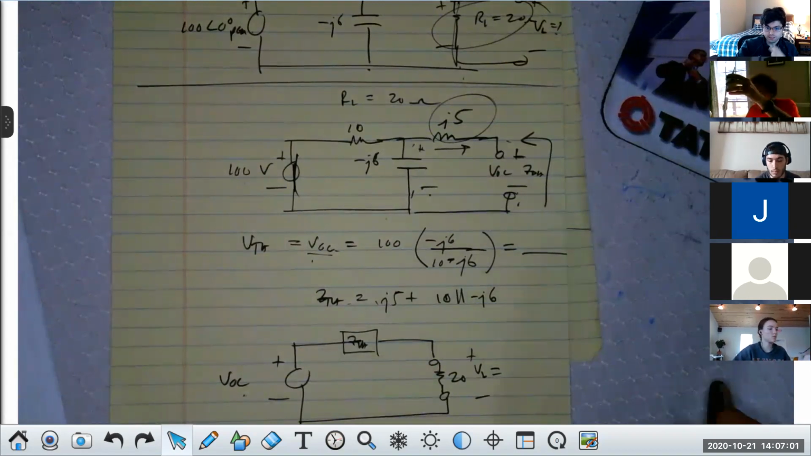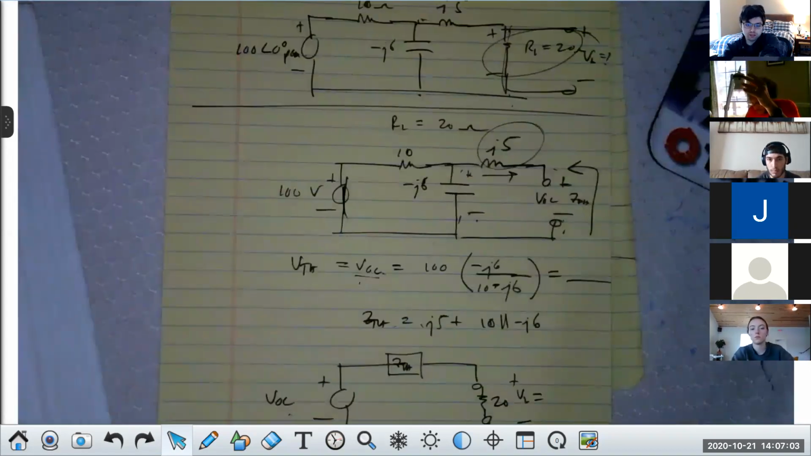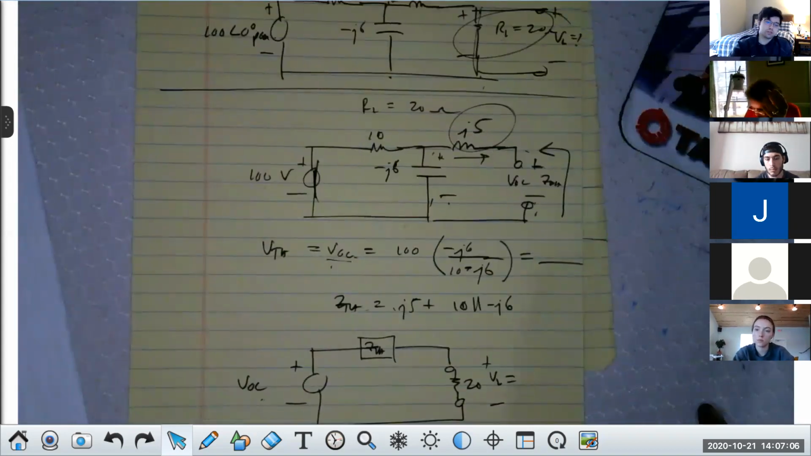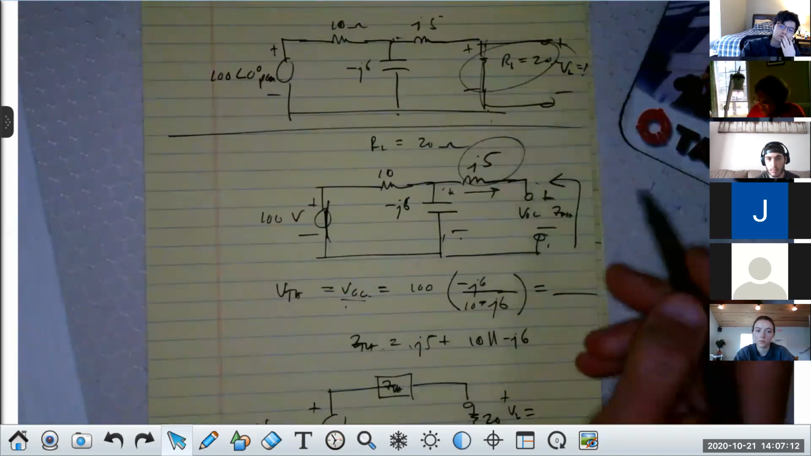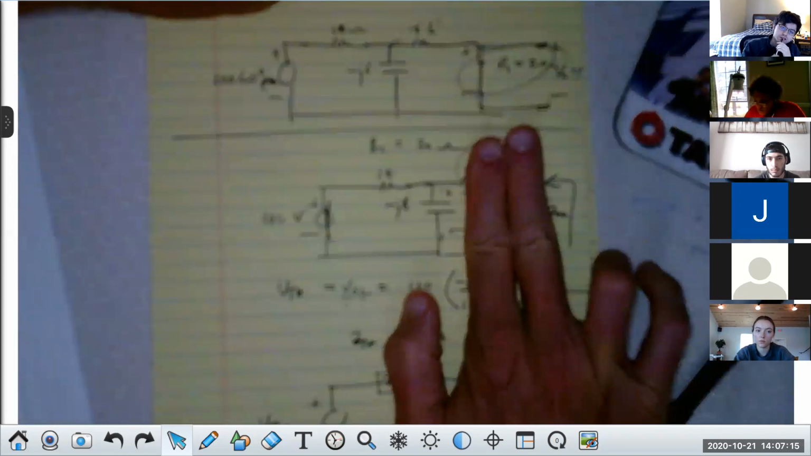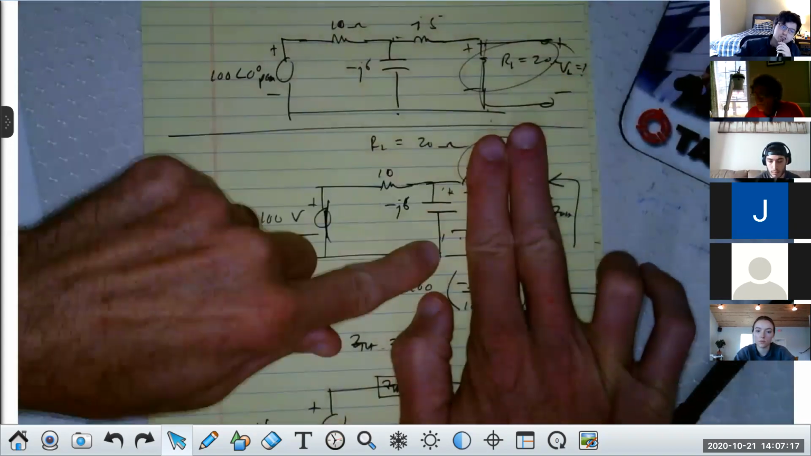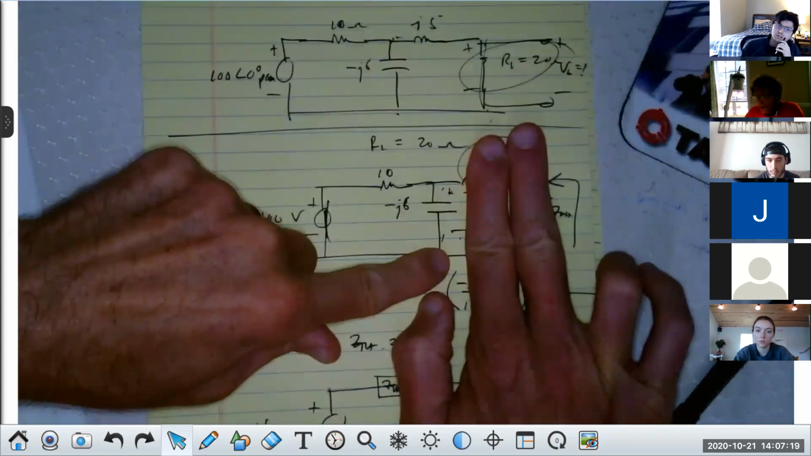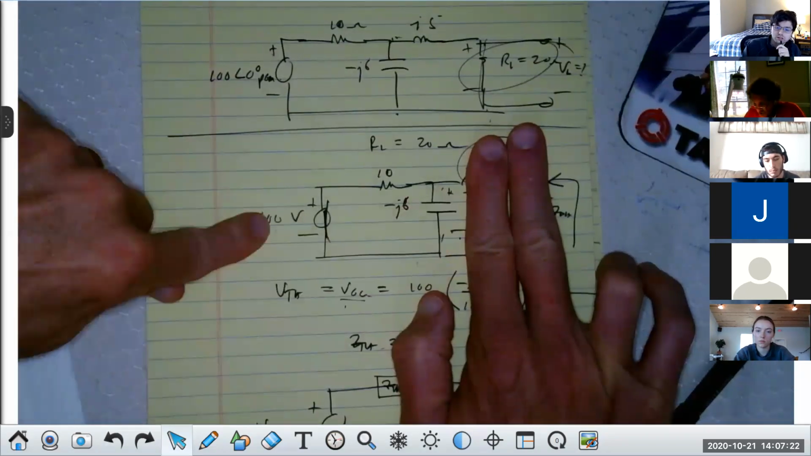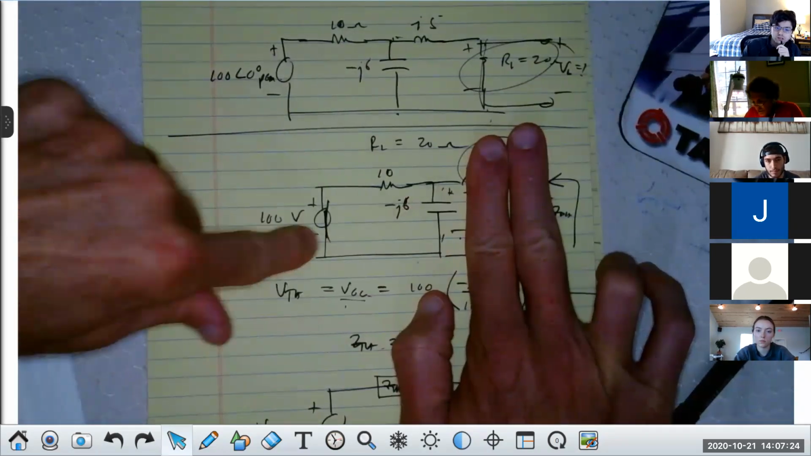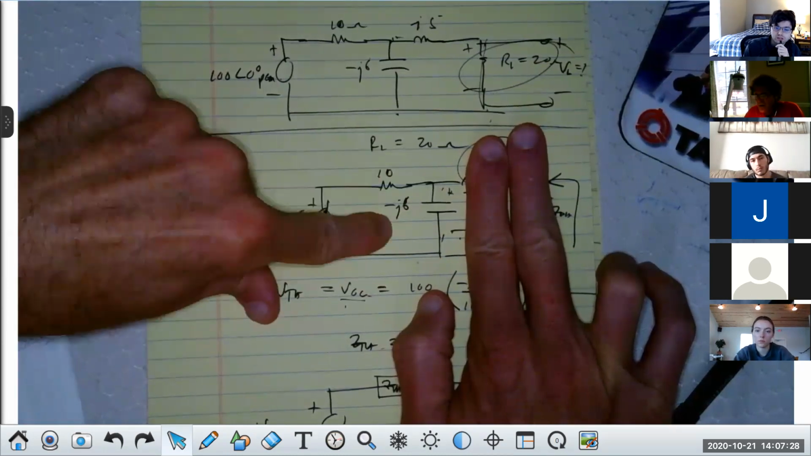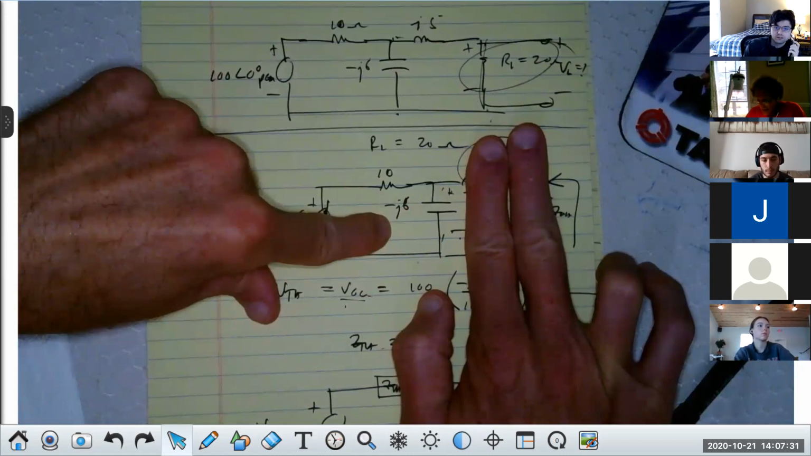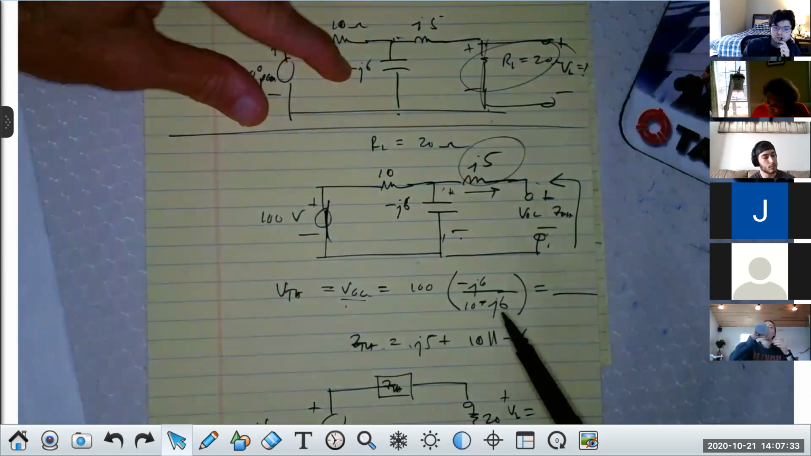So just to make sure, that is 10 minus j6 when you're calculating V_OC on the denominator. Well, yeah, but what am I doing? I'm ignoring this entirely, right? I'm just looking at the voltage across here, correct? Yeah. That voltage would be the source voltage, 100, times this impedance, minus j6, over the sum of these two, which would be 10 minus j6, right? Yes. So that's what we got here, right?